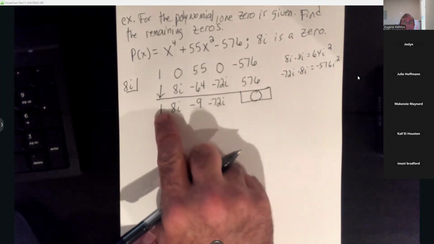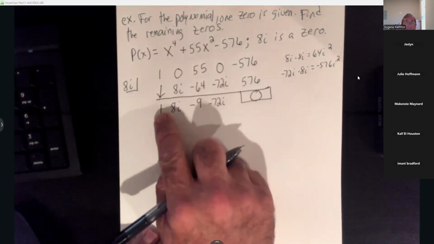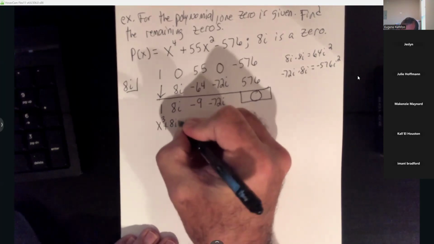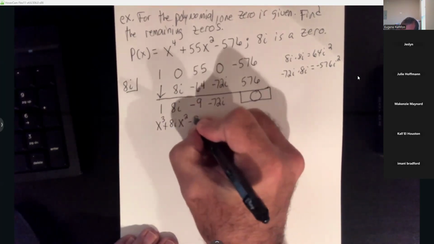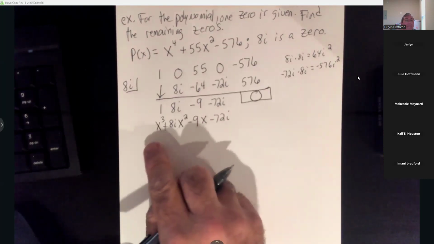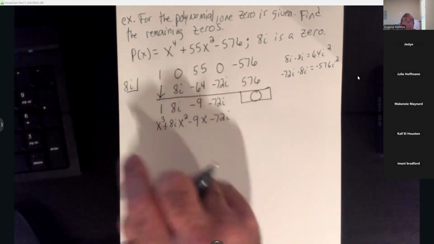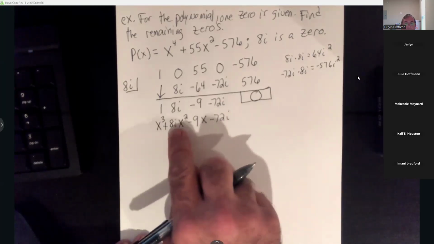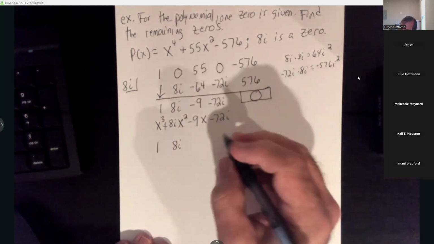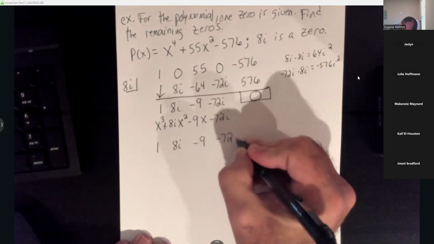So, y'all, what's this mean? You got four numbers here. So remember, if this one was an x to the fourth when you started, this now means this is 1x cubed plus 8i x squared minus 9x minus 72i. This is now the new polynomial that we got when we took out that 8i. So this will be the four numbers I use now. I got a 1 for the x cubed, 8i for the x squared, negative 9 for the x, and a negative 72i.